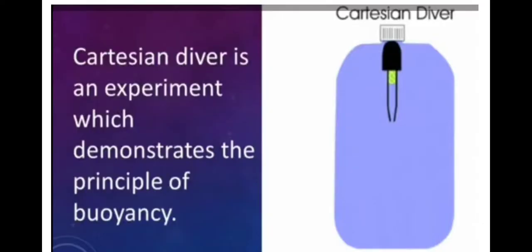Next, we will see the Cartesian diver. The Cartesian diver is an experiment that demonstrates the principle of buoyancy. It is a pen cap with clay. The Cartesian diver contains just enough liquid that it barely floats in a bath of the liquid. Its remaining volume is filled with air. When pressing the bath, additional water enters the diver, thus increasing the average density of the diver, and so it sinks.